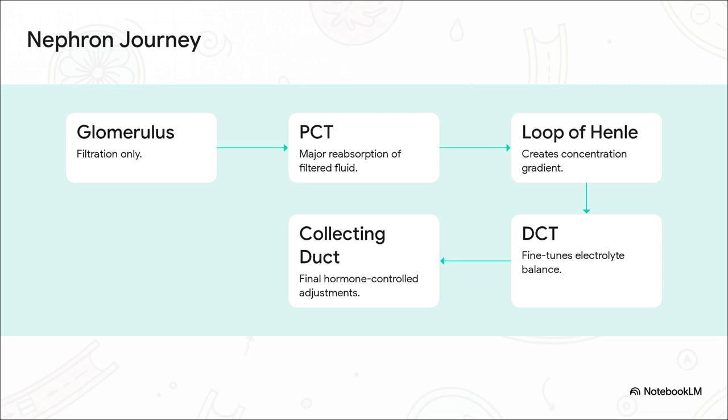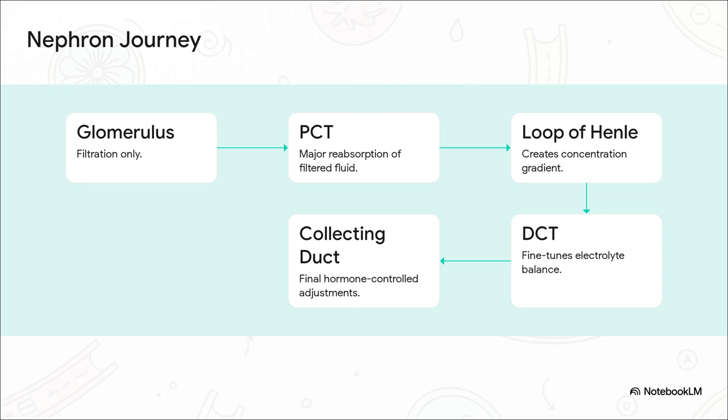It's your major reabsorption center. Acetazolamide blocks bicarb here, and SGLT2 inhibitors block glucose. Step 3, the loop of Henle. It creates that concentration gradient. This is exactly where your most powerful drugs, the loop diuretics, go to work. Step 4, the DCT. It's all for fine-tuning. Thiazides act here, giving you moderate diuresis but retaining calcium.